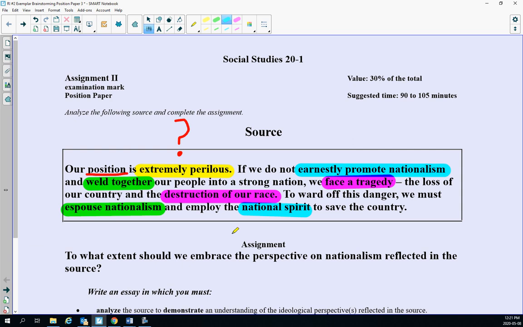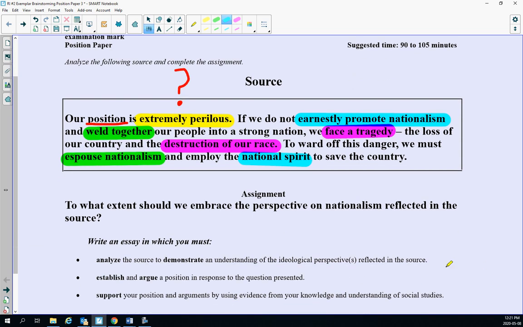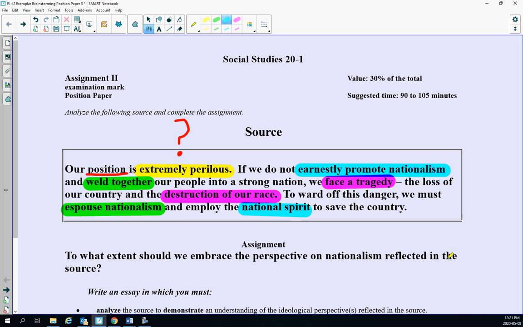So you'll have to interpret that source, and then you've got to take a position of your own. Like, do you agree with that source? Do you agree with what he's saying? Do you disagree with what he's saying? Or are you kind of in between?